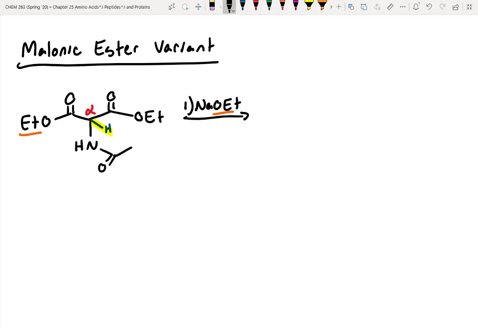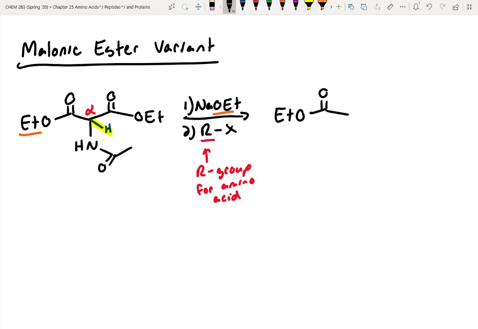And then we can do SN2 chemistry. So we can treat this with some sort of alkyl halide. And the key thing here is we want this to be the R group for the amino acid. This is somewhat limited though, right? Because we need to make sure it's unhindered enough to do SN2 chemistry. So we can't make all amino acids this way, but we can make some of them. And when we do this, we would get a product that looks a little bit like this.